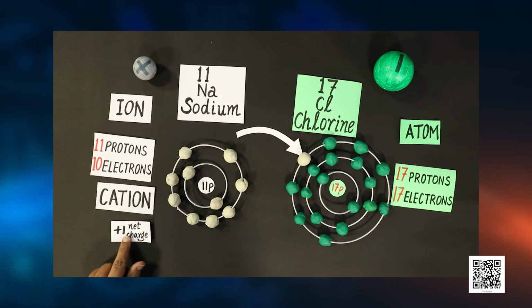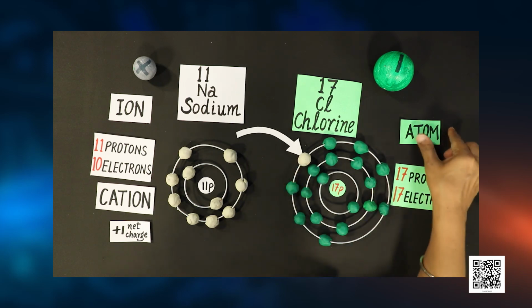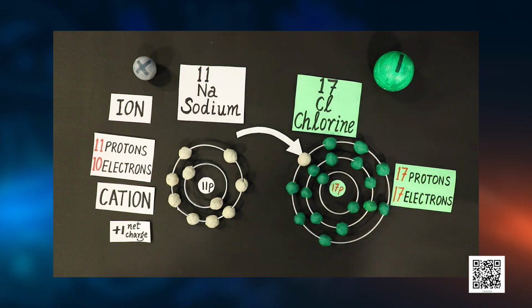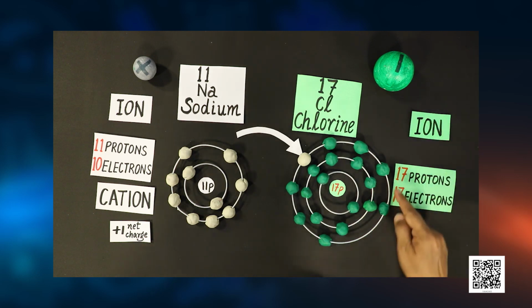So, because the number of protons is more than electrons, this is a cation. Now there is a +1 net charge. Now, how many protons does chlorine have? 17 protons. But after gaining an electron, this is no more an atom. It has become an ion.